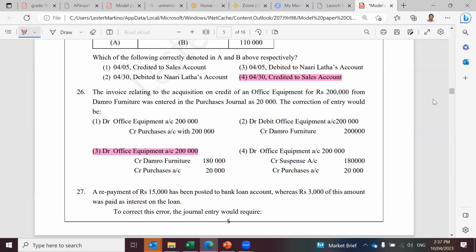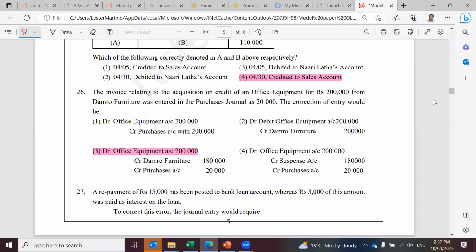But ideally, you purchase what? You purchase office equipment. Is the 20 in purchases right or wrong? Wrong. So you need to reverse the purchases 20. So purchases credit. Right? And then you pass the correct entry to the office equipment account. So office equipment account debit 200,000 because it has not been recorded at all. So office equipment debit 200,000 and you reverse the credit purchases in the purchase account.